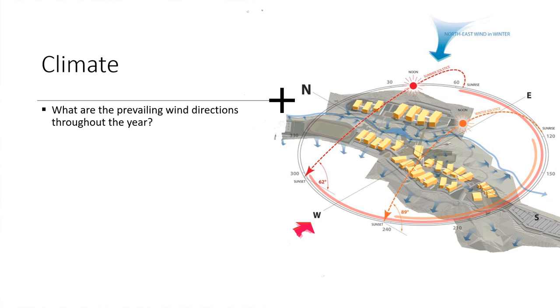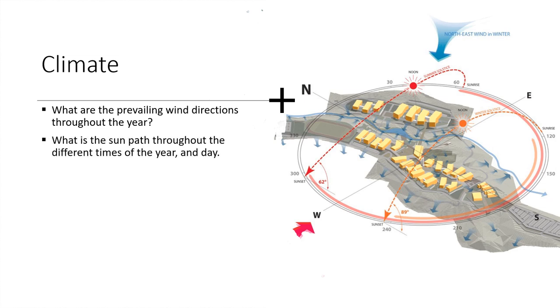What are the prevailing wind directions throughout the year? First, we have two prevailing winds. We have the Amihan and then the Habagat. We have the northeast wind, and then we have the southwest winds. You have to show this on your site so you know where the winds in general are blowing from.